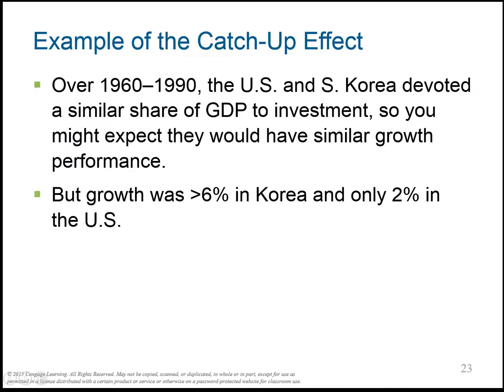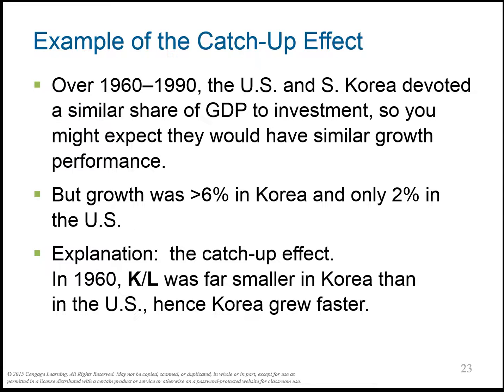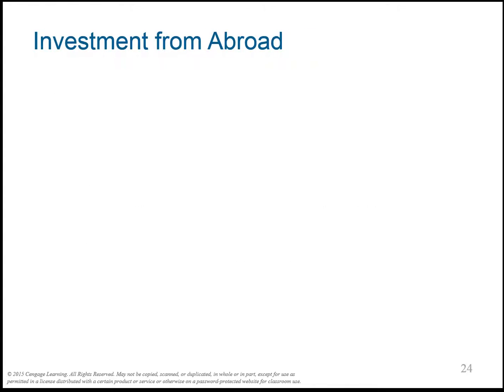Okay, so here's an example. The United States and South Korea from 1960 to 1990 devoted about the same amount of GDP to investment, but the growth was much more in Korea than in the United States. That's because K over L was smaller in Korea.